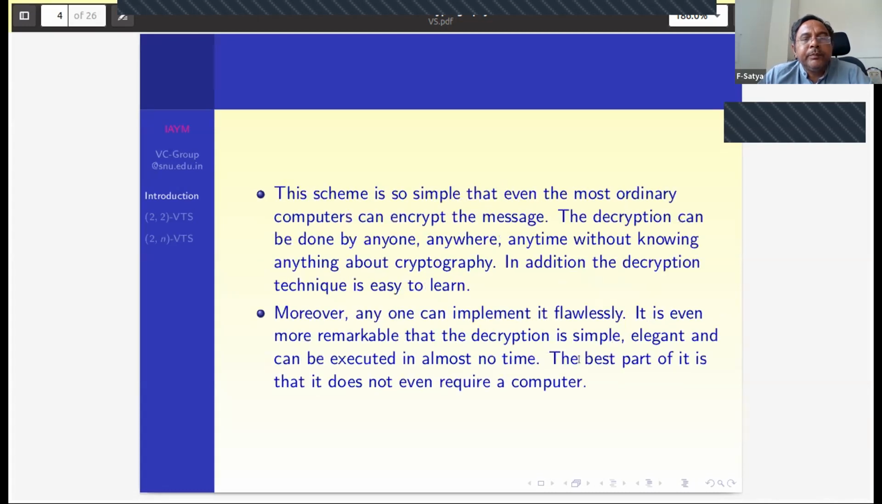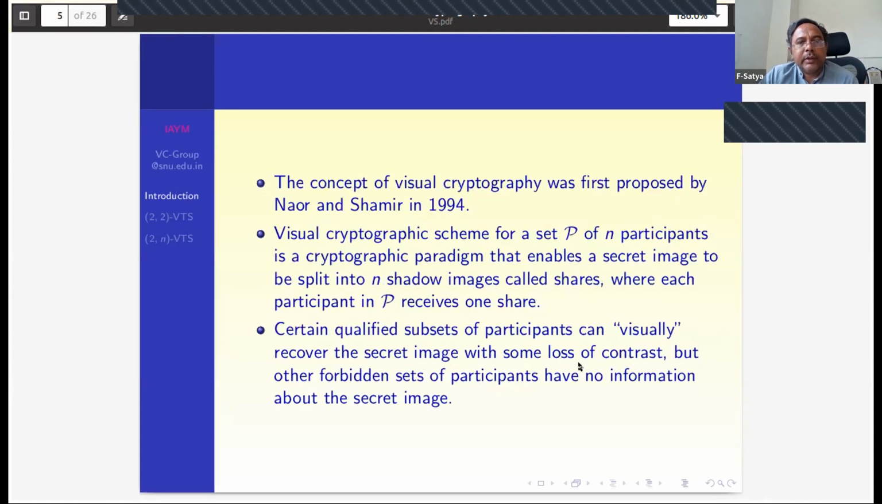That you observed today. This scheme is so simple that even ordinary computers can encrypt the message, and decryption can be done by anyone, anywhere, anytime without knowing anything about cryptography. In addition, the decryption technique is easy to learn. Moreover, one can implement it flawlessly. It is even more remarkable that decryption is simple, elegant, and can be executed in almost no time. The best part is that it does not even require a computer. I think I shared the paper with you, but again I will share today.